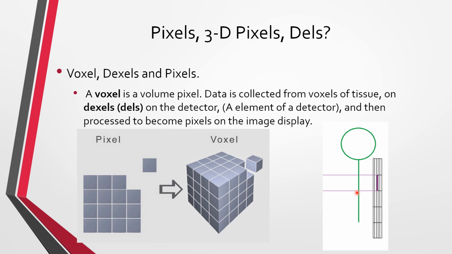Data is collected from voxels of tissue on DELs or dexels. So each one of these is like a detector pixel, the DELs on the detector. Each one of the cells on the detector is a DEL, and the data is then processed to become pixels on the image displayed. So these are some of the terms moving forward that are going to come up in future videos.